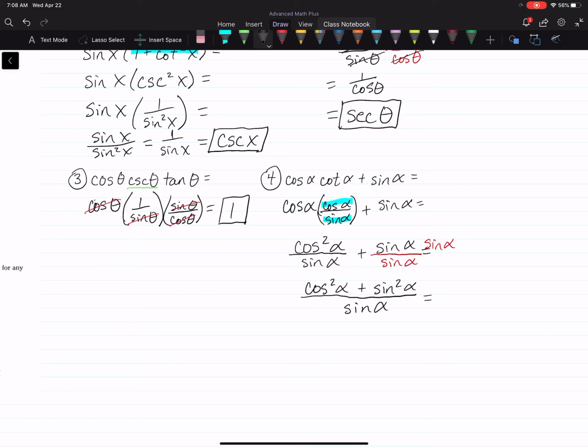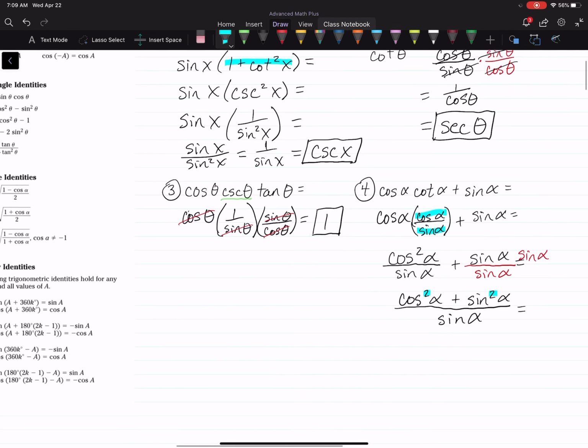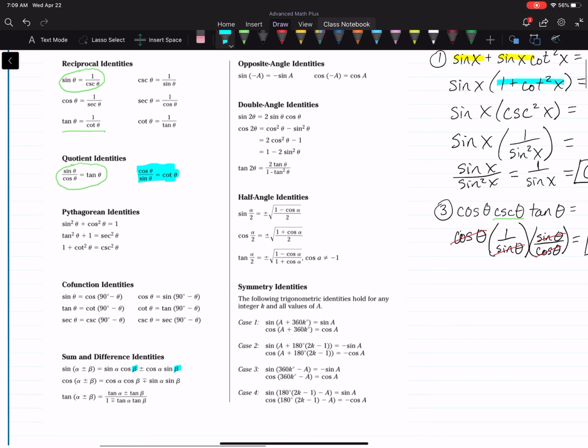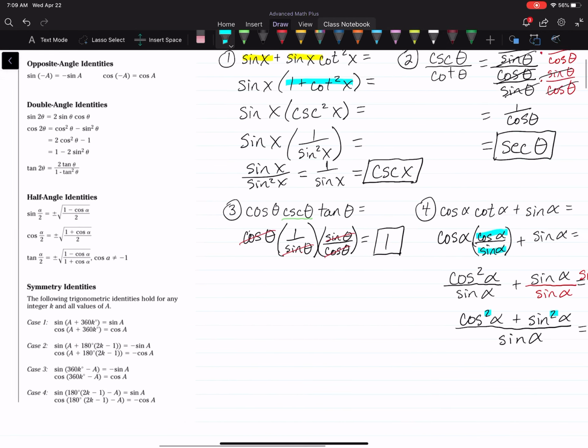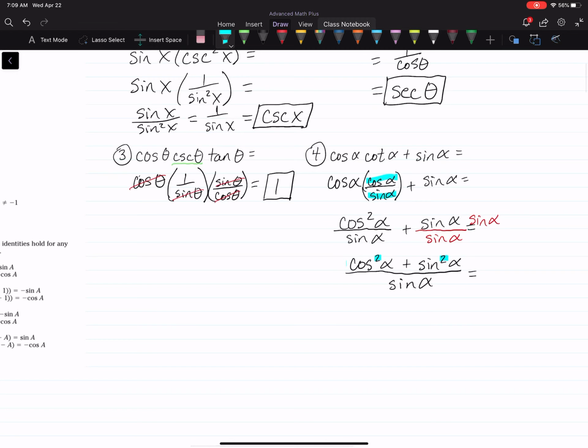Okay? And now we have two squares. Remember what I told you about the square? When you see squares, you might want to look at your Pythagorean identities, which are right here. Okay? And you can see right there, it's the very first one, that sine squared theta plus cosine squared theta equals 1. So up here, this whole top part is just 1. So that will be 1 over sine of alpha.